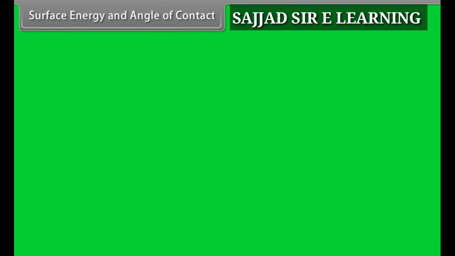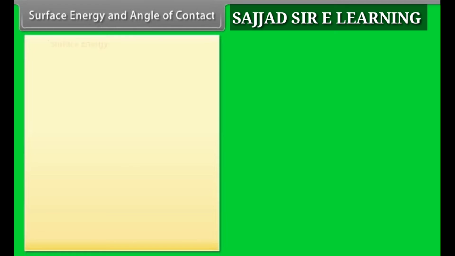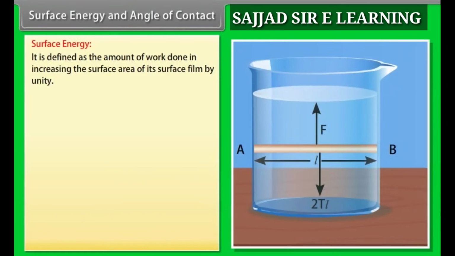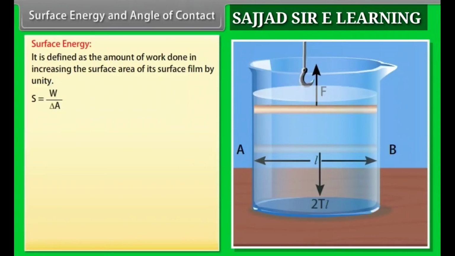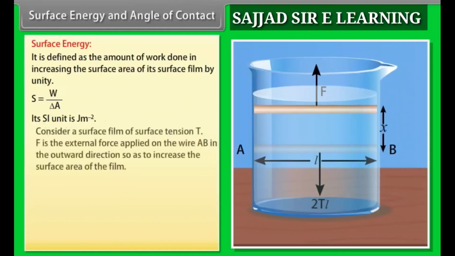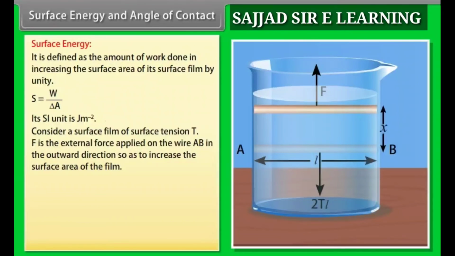Surface energy and angle of contact. Surface energy is defined as the amount of work done in increasing the surface area of its surface film by unity. Surface energy is equal to work done divided by increase in area. Its SI unit is joule per meter square. Consider a surface film of surface tension T. F is the external force applied on the wire AB in the outward direction so as to increase the surface area of the film. Then, the surface energy of the film is given by.